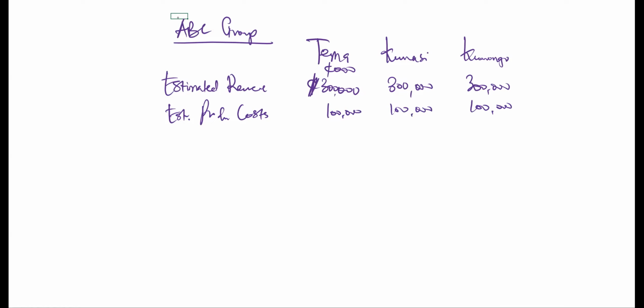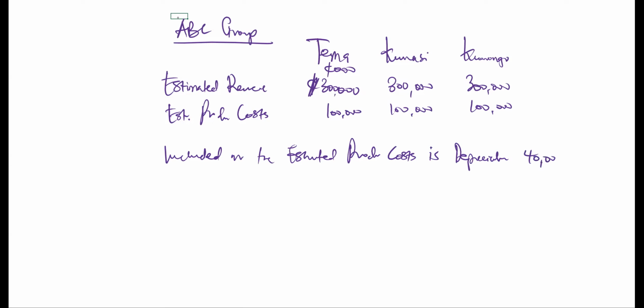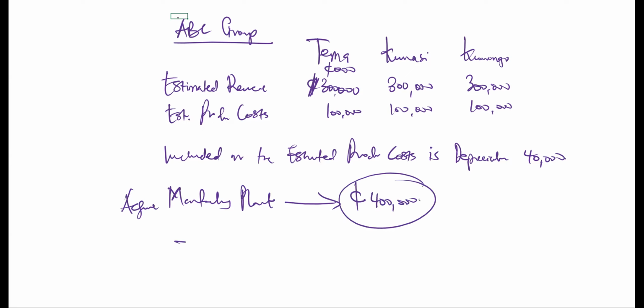Now, they are stuck between these options. Included in the estimated production cost is depreciation. They estimate depreciation to be 40,000, and they are going to acquire a manufacturing plant, no matter where they go, of 400,000 cedis. And they are telling us to compute the expected tax liability.